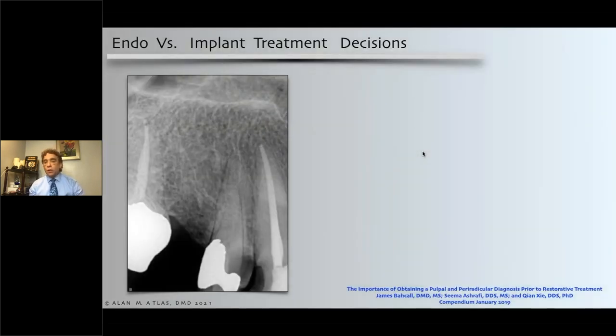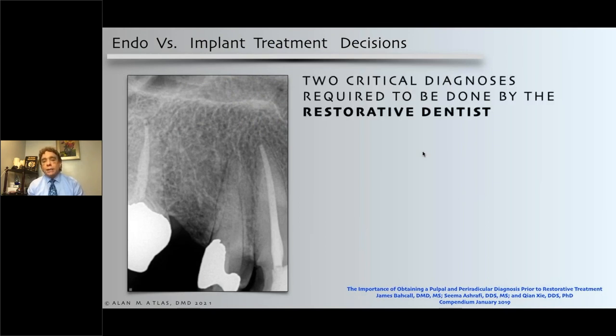So when I look at another example, a patient comes into your office, symptomatic, obviously lost the filling, has caries, recurrent caries. What am I going to choose? How am I going to make my decisions here? And I'm going to tell you, as any restorative dentist, there are two critical diagnoses that you must make in order to determine if you're going to do an endo or implant in this case.